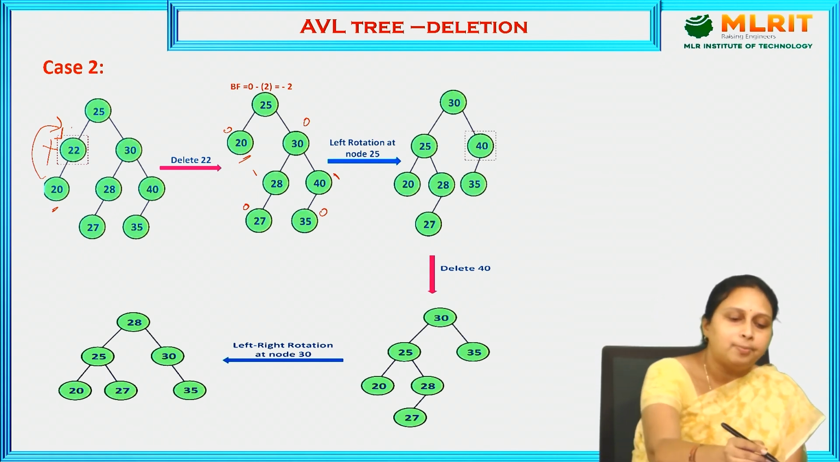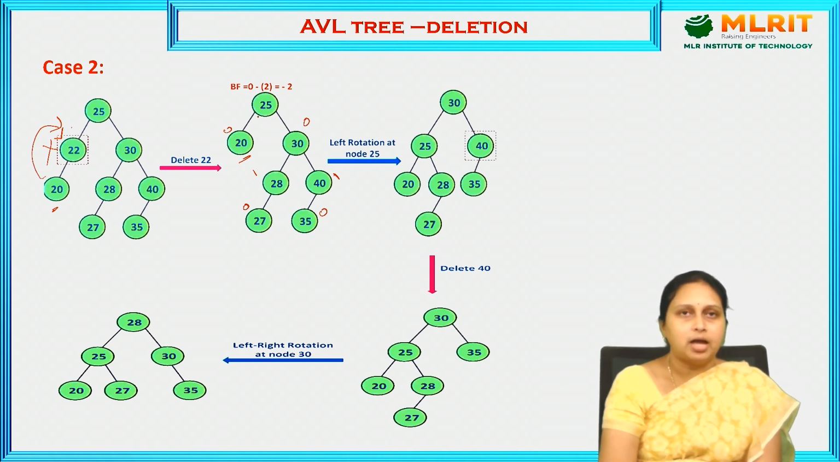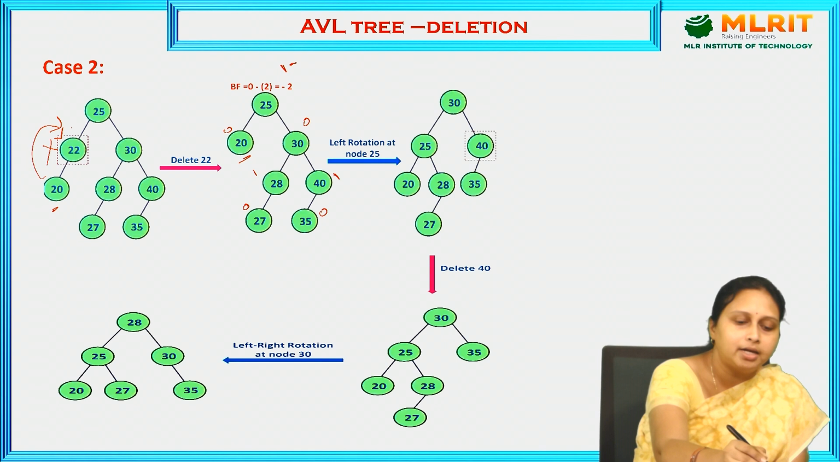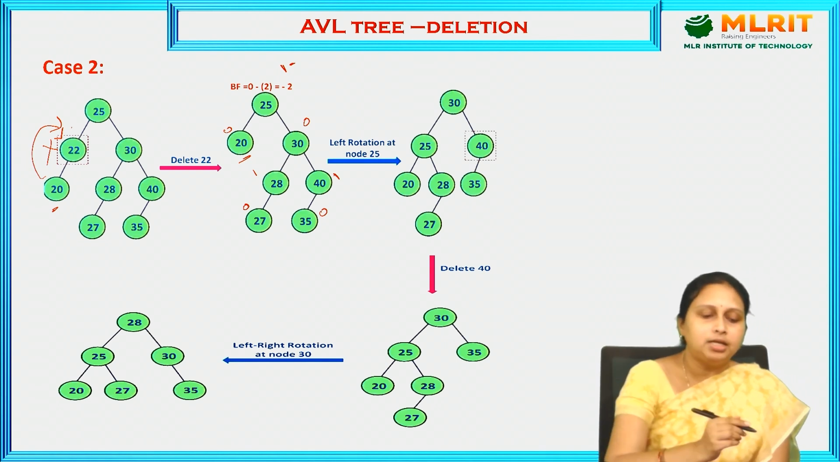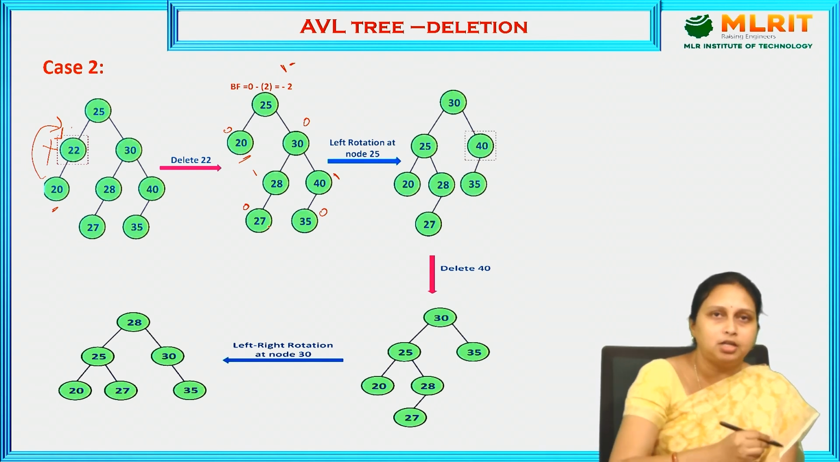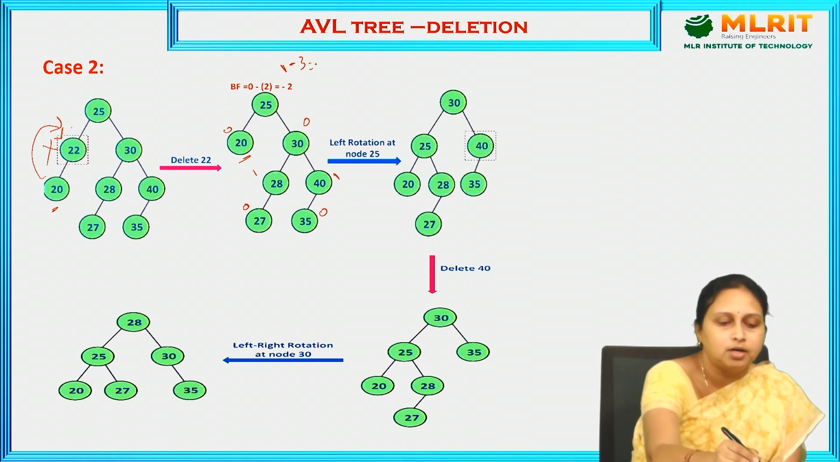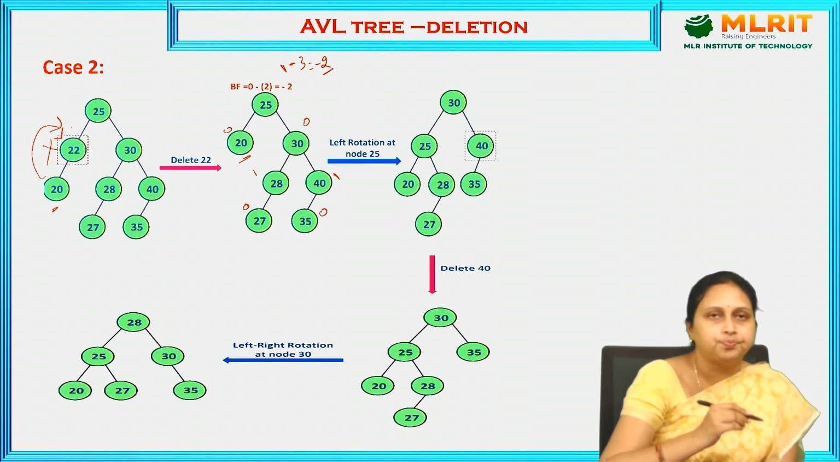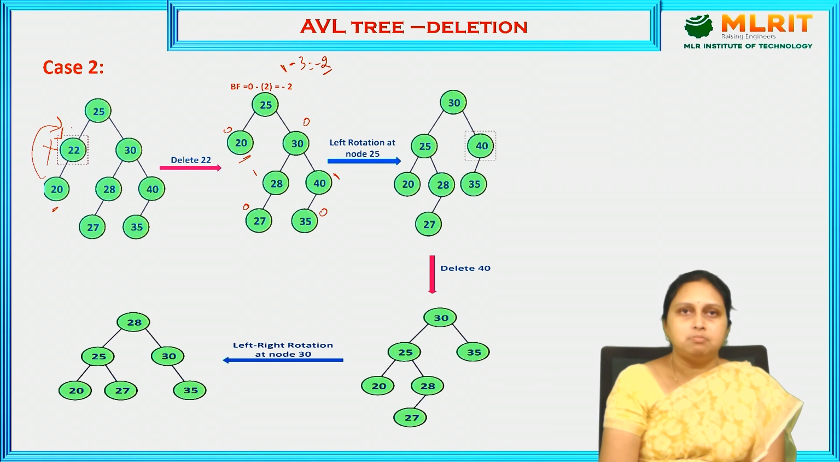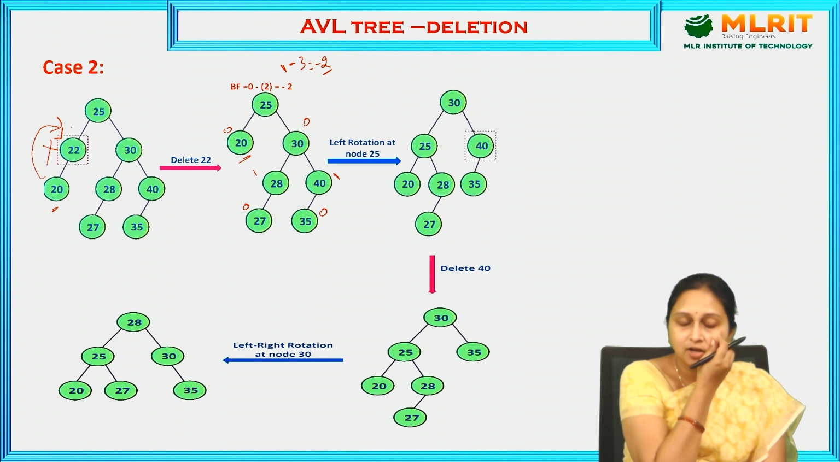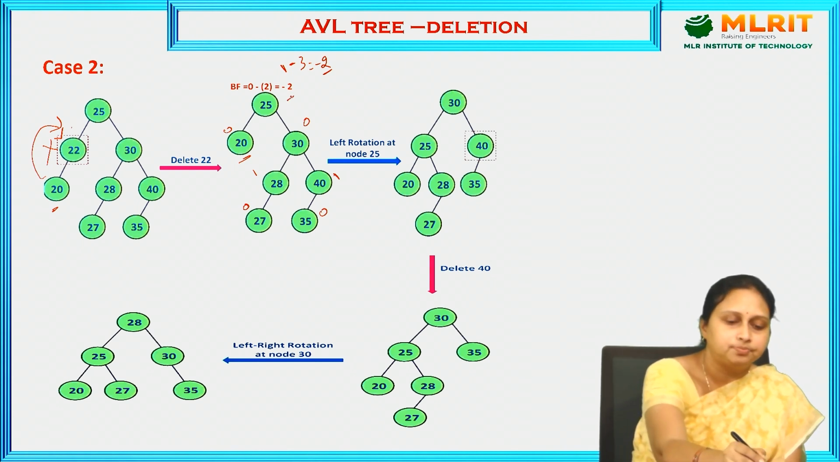Now, if I am going to see the root node, what happens to the root node? On the left subtree, I have 1. On the right subtree, I am having 3 nodes to the leaf node from root. So that 1 minus 3 equal to minus 2. Okay, this is imbalanced, right? Now, again, we are going to perform the rotation. On 25, we need to perform the rotation.